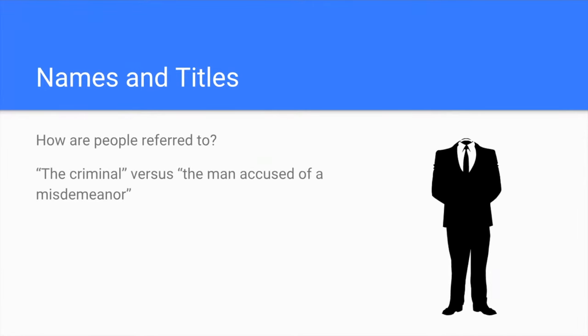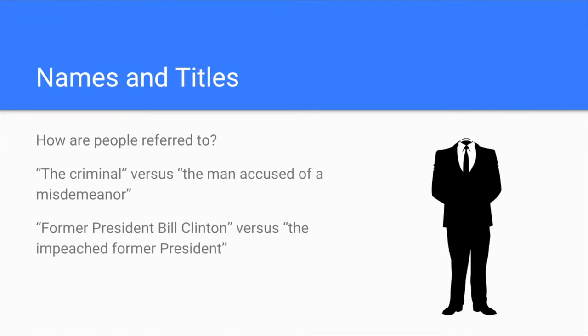The second way to identify bias is through names and titles. This simply means how people are referred to. Think about this example. If someone in an article is called the criminal versus the man accused of a misdemeanor, this shows the opinion towards that person. The criminal would be a negative opinion. The man accused of a misdemeanor is a more neutral or positive opinion. Think about this one.